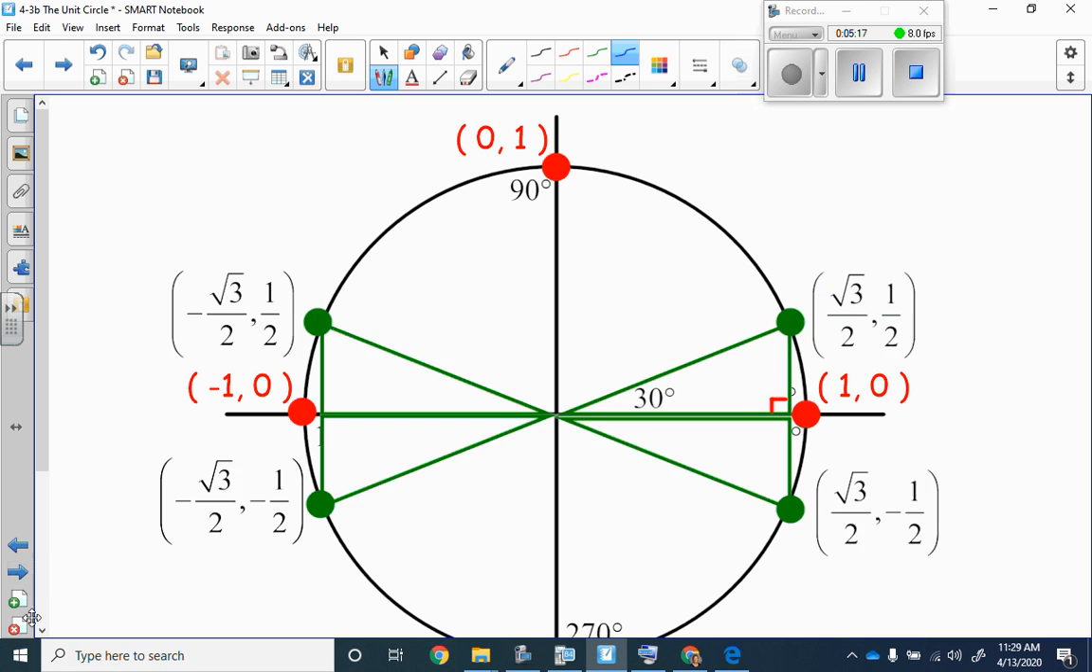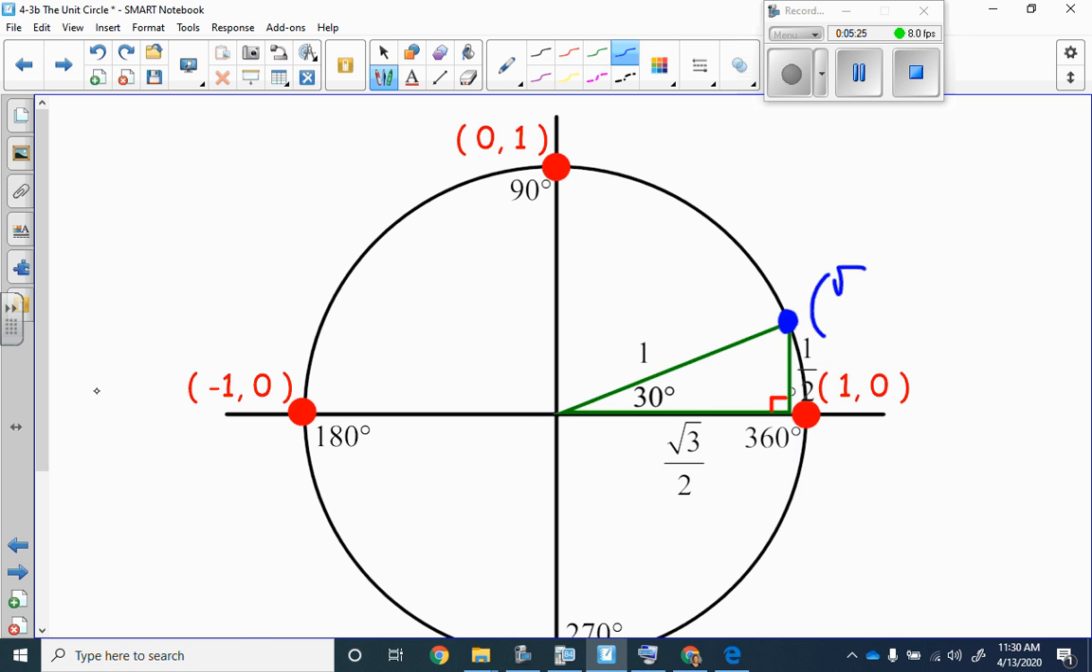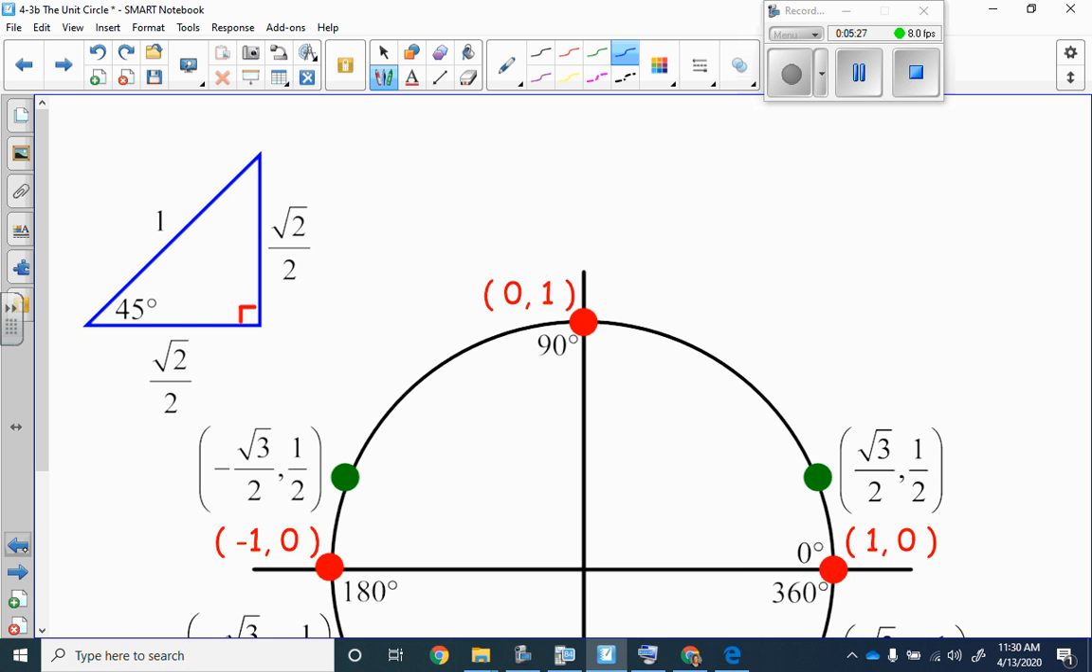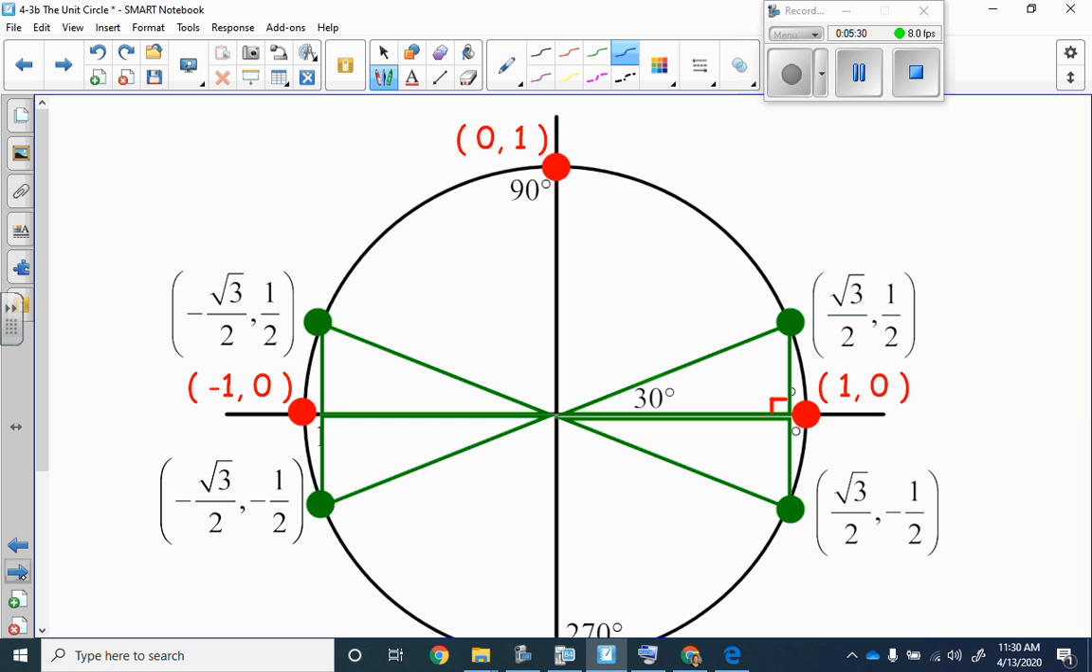Now I'm going to take that same triangle and put it in 4 different positions. By doing that, it makes this little bow tie. All these points are going to correspond. The only thing that's different is that some of them are positive and some of them are negative.